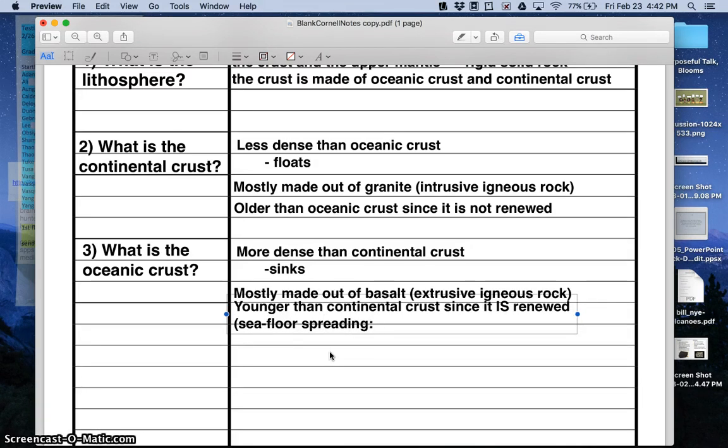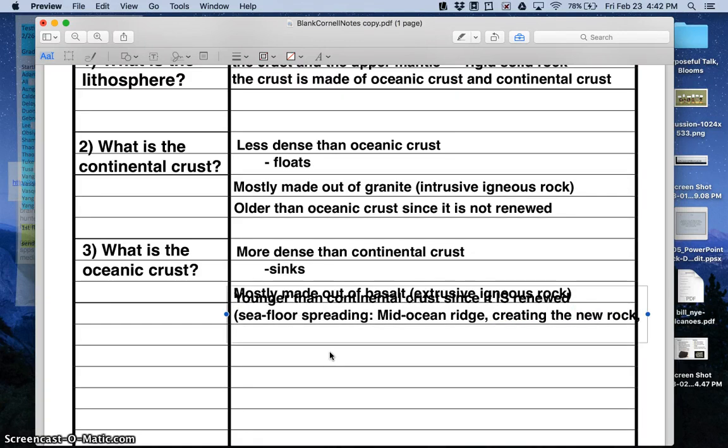And with seafloor spreading, we have the mid-ocean ridge, which is creating the new rock. And the deep ocean trench, which is recycling the old, maybe oldest, ocean floor.